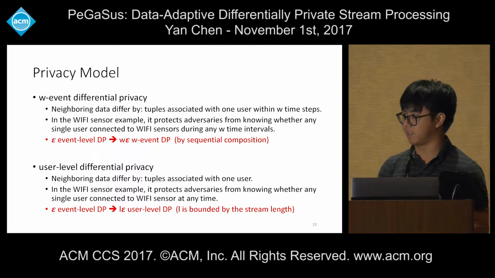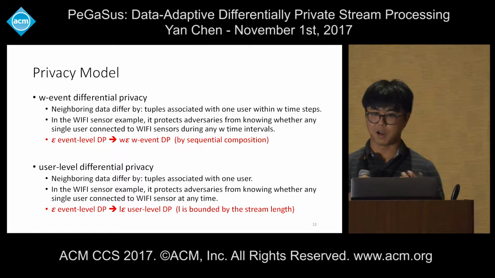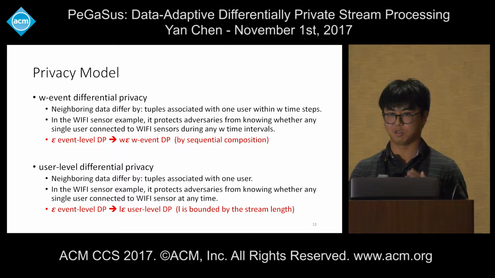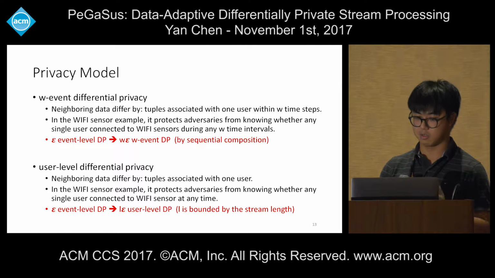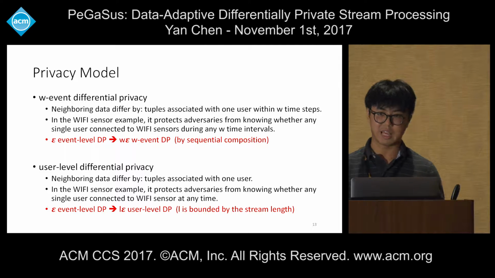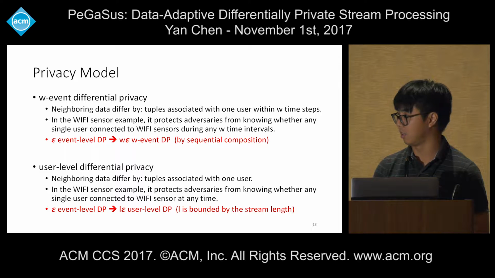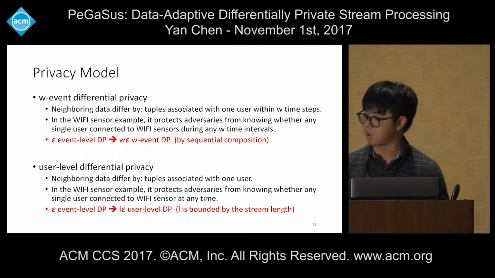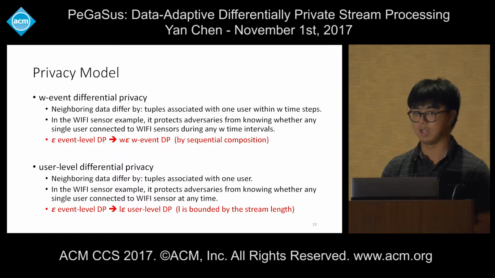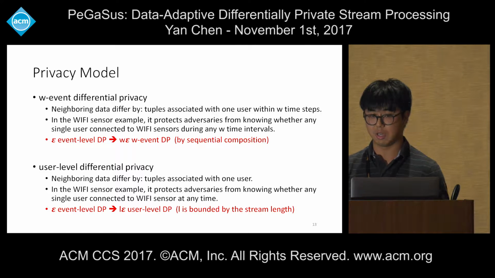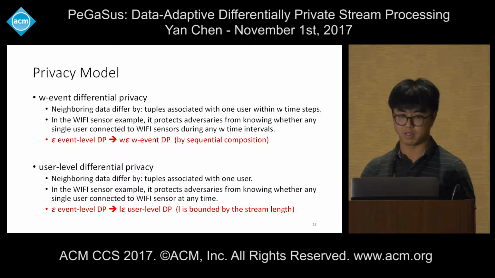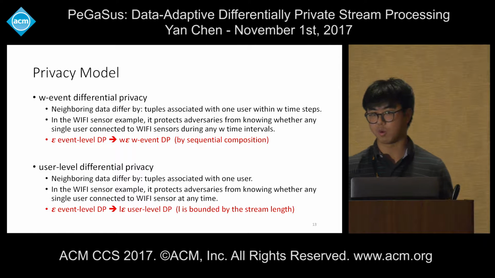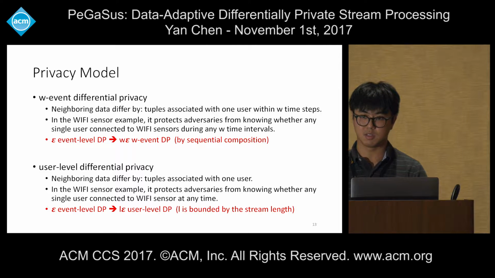For a stronger privacy definition, like user-level differential privacy, which defines the neighboring data sets to differ by all the tuples associated with one single user. So here in the Wi-Fi example, it will protect against adversaries knowing whether any single user connects to the Wi-Fi sensors at any time. We can also say that any algorithm that satisfies epsilon event-level differential privacy will also ensure L times epsilon user-level differential privacy, where L here is bounded by the length of the stream. So in this work, we'll only focus on designing algorithms which satisfy event-level differential privacy while minimizing error.